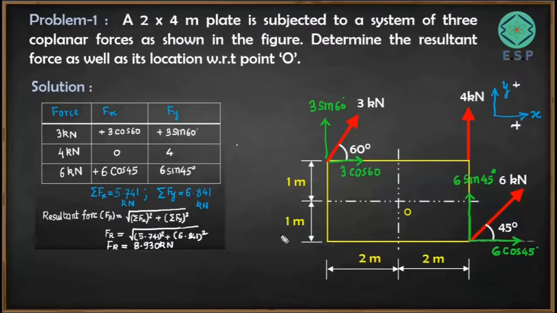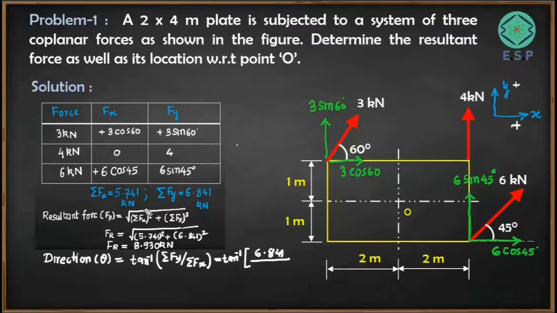So we have got the resultant of this system of forces as 8.930 kilonewton. Now we have to find the direction of the resultant force. So direction is given by theta. We can say it is the angle at which the resultant force is inclined to the horizontal. So it is nothing but tan inverse of summation of Fy divided by summation of Fx. If you simplify this, you will be getting tan inverse of 6.841 divided by 5.741. So now if you simplify this, angle theta is going to be approximately 50 degrees.